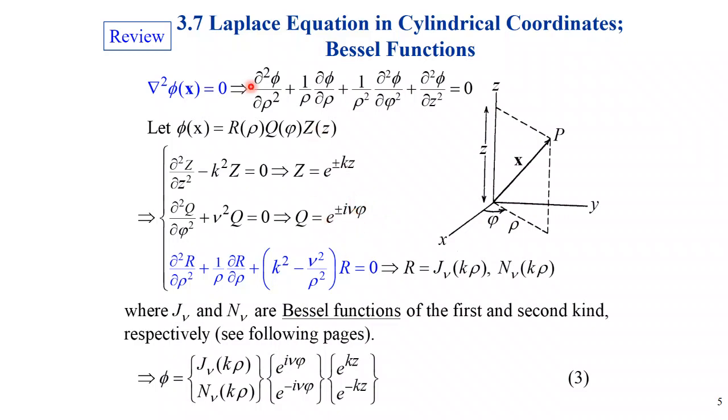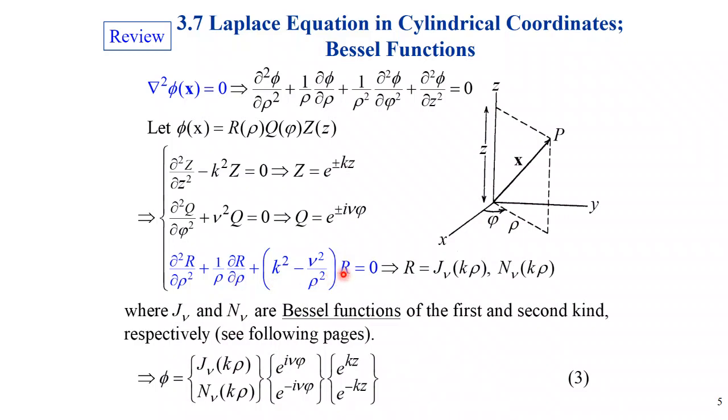Okay? And rho dependence, this one here, and what else? And these two, this one gives us k squared, and this one gives us minus mu squared divided by rho squared times R. Okay? Now it's a constant to be determined, and rho.